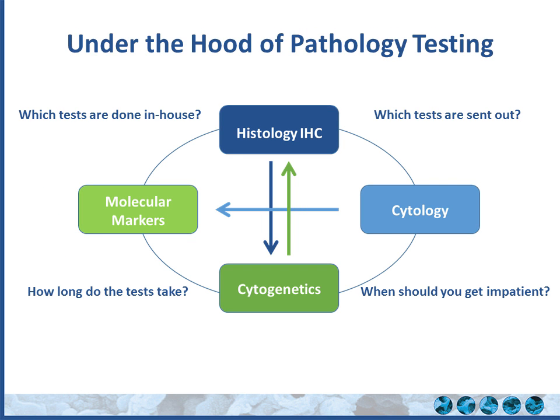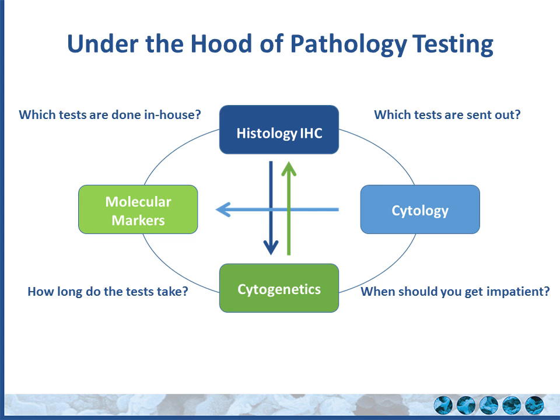Okay, now again, talking about getting under the hood of pathology. Within pathology, there are various labs, and the labs have to communicate with each other to maximize both the utilization of the tissue and shorten the turnaround time for the different tests. So histology works with cytogenetics, cytology, and molecular markers, and the tissue has to be shared. Many labs don't do testing for every single molecular marker, so they have to send stuff out. And how long do the tests take?